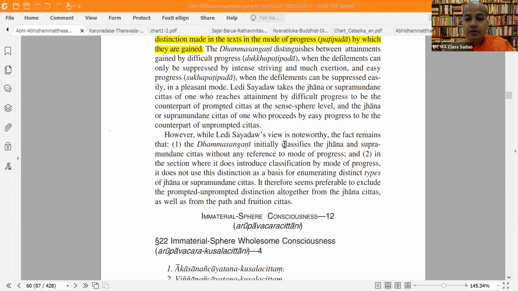So it seems that the author of this text is saying that Ledi Sayadaw, in a way, understood these two different presentations as one, right? A slight distinction is shown here between these two presentations: in the first, the mode of progress is not discussed. In the second, the mode of progress is discussed, and in that, these two distinctions are not really mentioned. Therefore, the idea is that the discussion of prompted and unprompted is not really applicable with regard to this type of chittas. So with this, we end our discussion of Rupavacara Chitta.